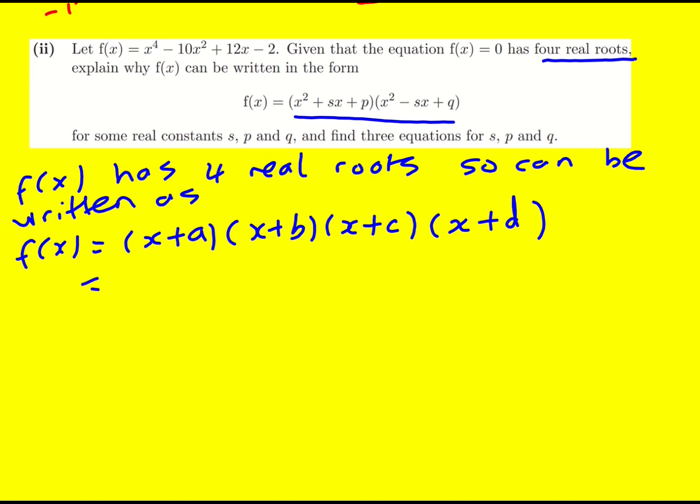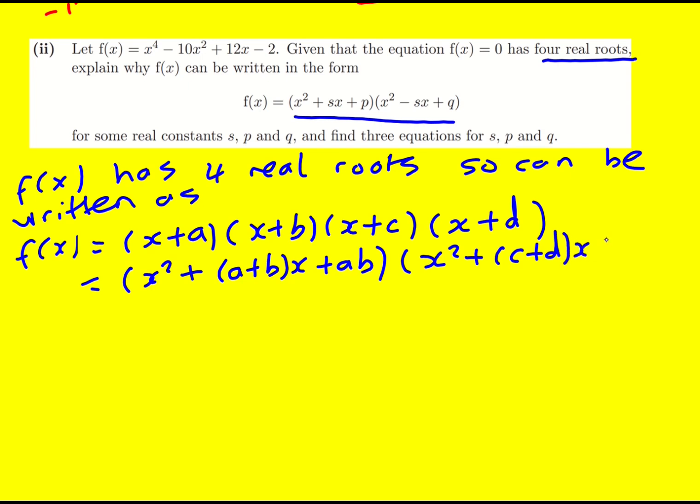And I'm going to remember in the answer, I've got quadratics. I'm going to expand the first 2 out and the third and the fourth out. So I'll get x squared plus (a plus b) x plus ab. Then similarly x squared plus (c plus d) x plus cd. So no x cubed term in f of x.